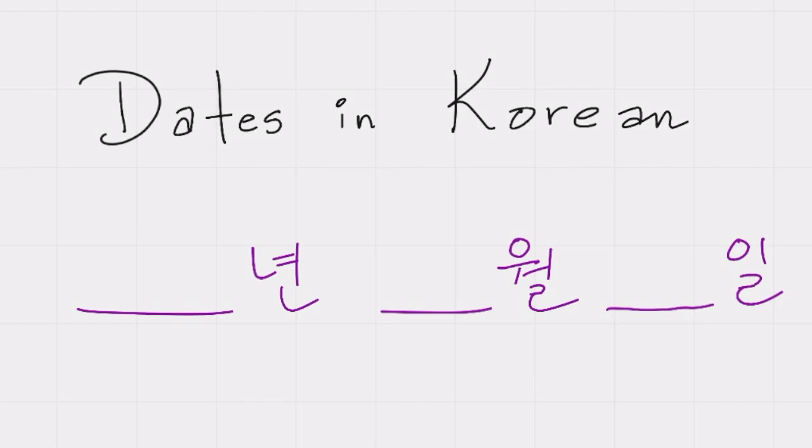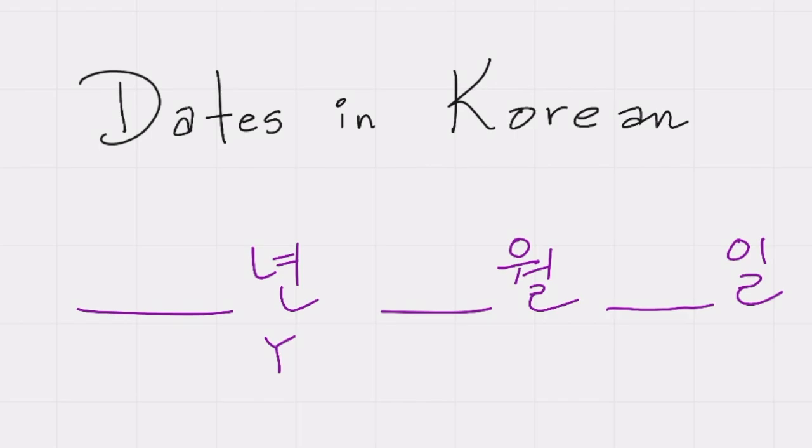So first of all, the order of dates in Korean is a bit different than English. So let's say today is April the 10th, 2021. That's how we say, right? So we always say the month and then the day and the year. For Korean, we always go by the year first. Okay? So this 년, this means year.